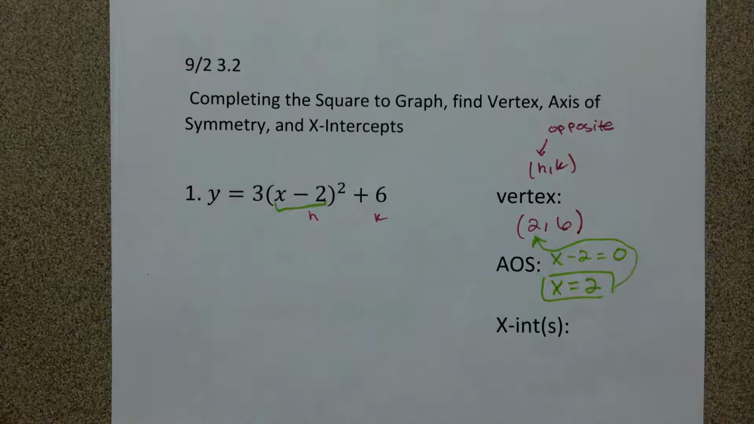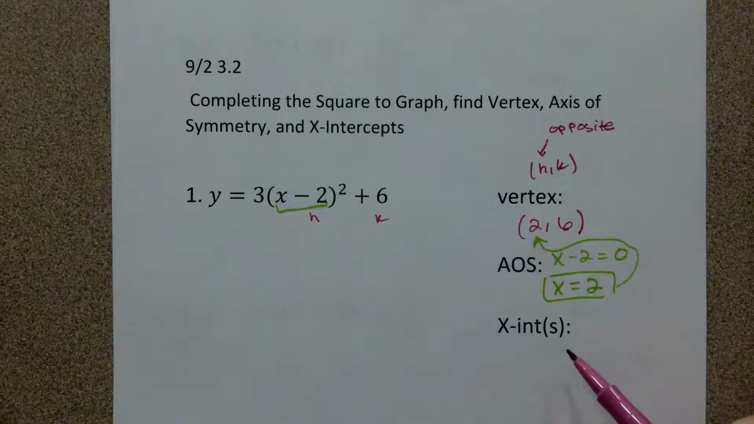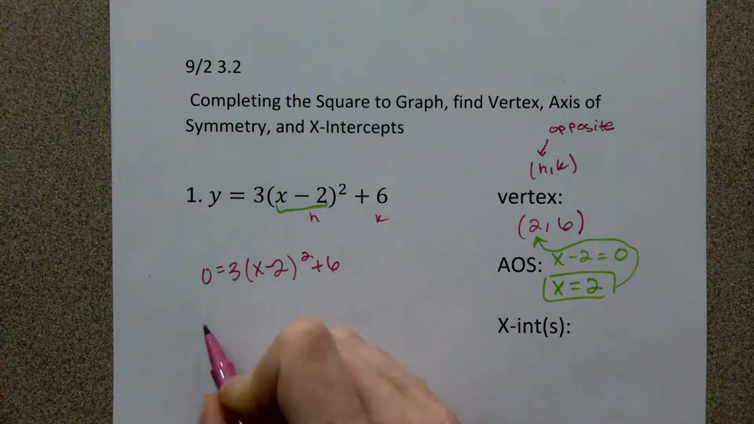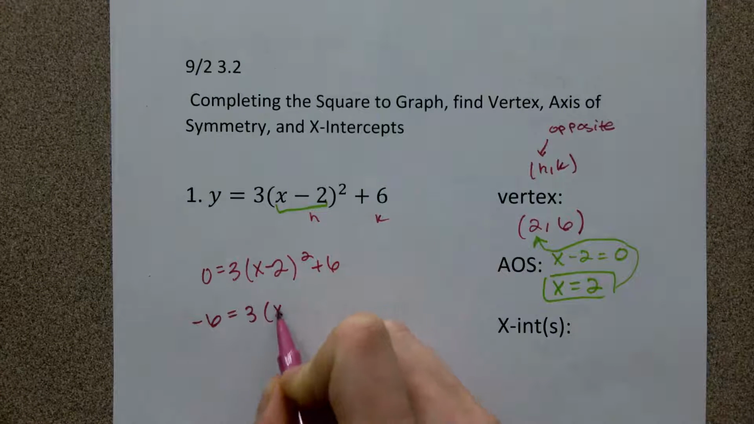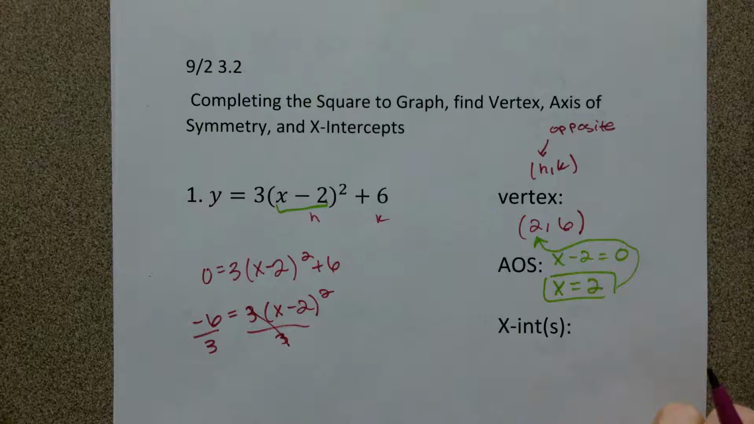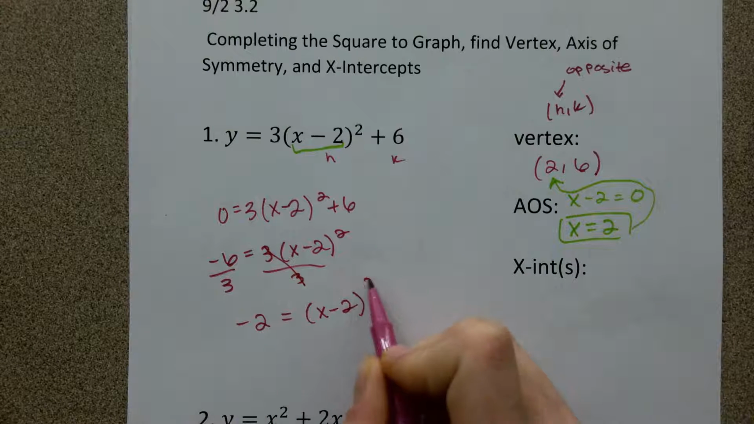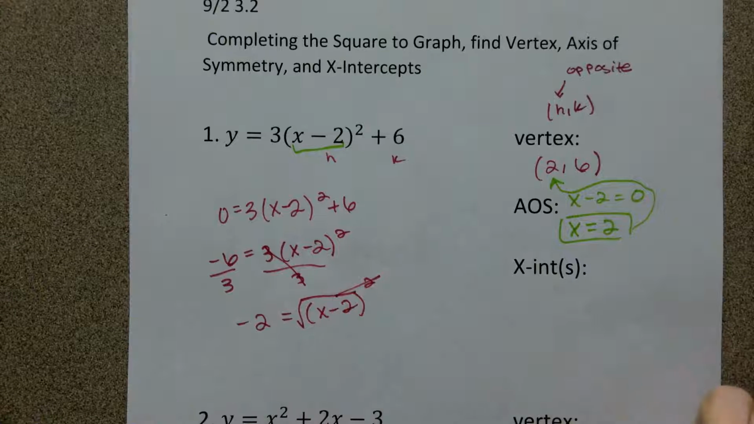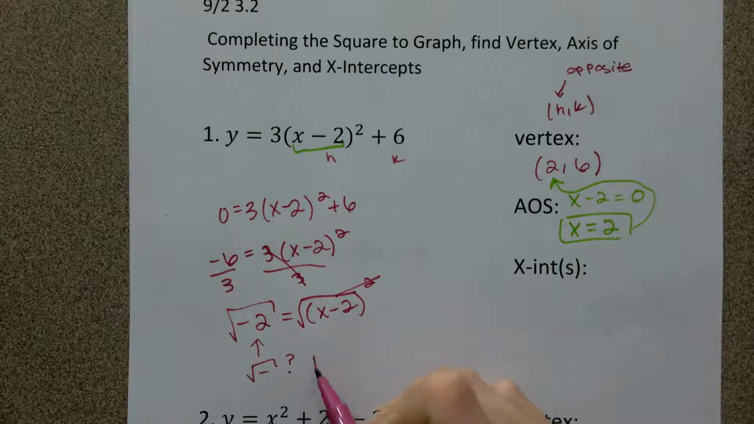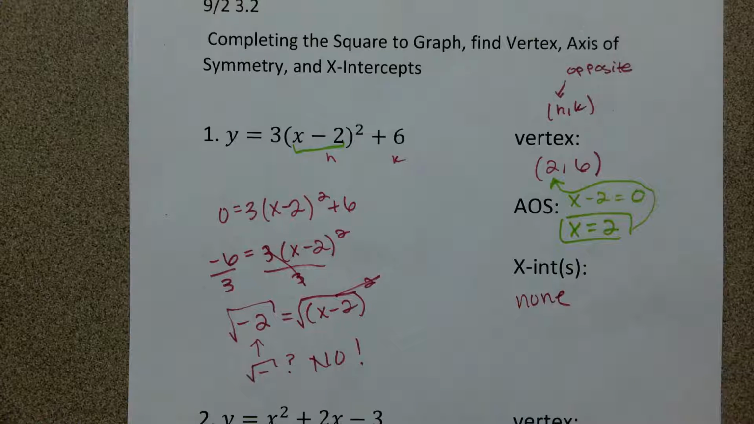Finding our x-intercepts, we set this equal to 0. We set y equal to 0 for x-intercepts. So we'll have 0 equal to 3, everything else. Subtract 6 over, divide by 3, because we don't want that 3 in front here and it's being multiplied. So we'll get negative 2, x minus 2 squared. Take the square root to get rid of that squared. Can we take the square root of a negative? No. So that means that there are no x-intercepts. Okay, they don't exist.